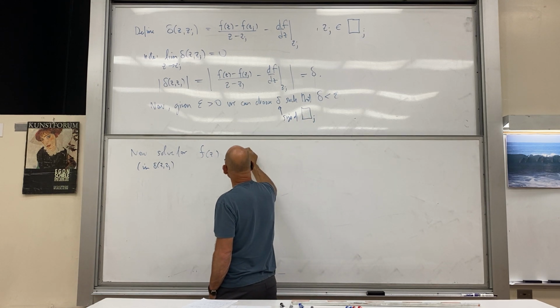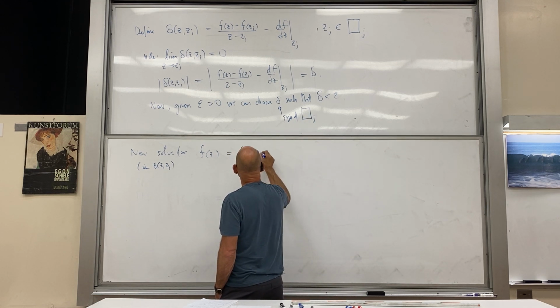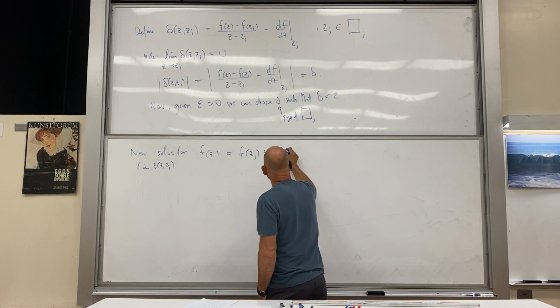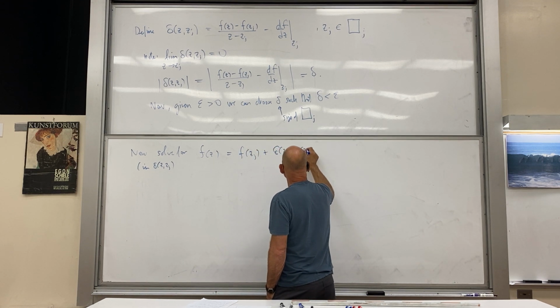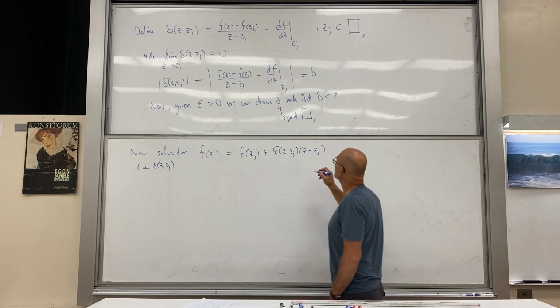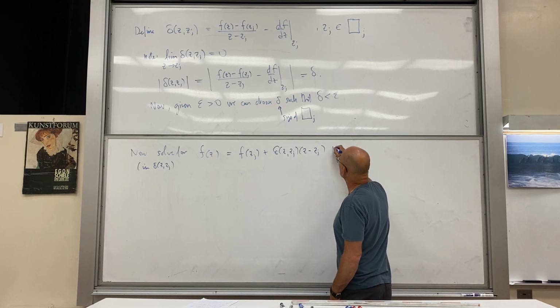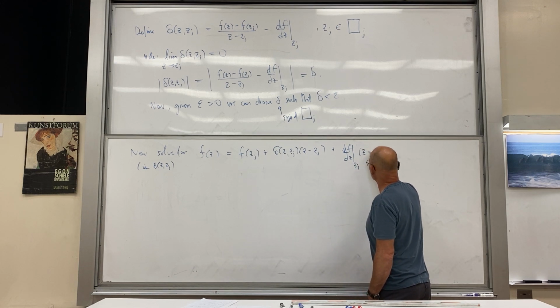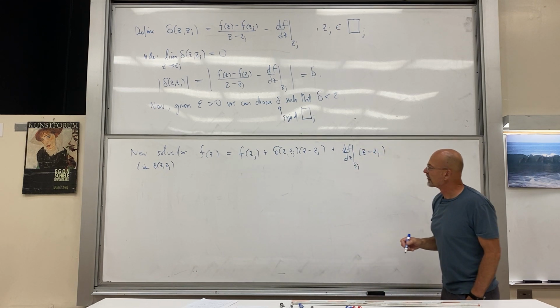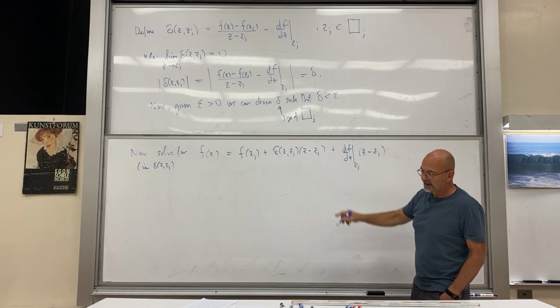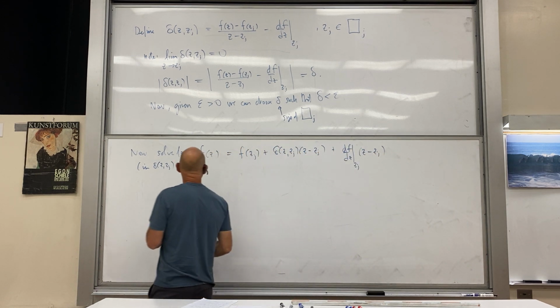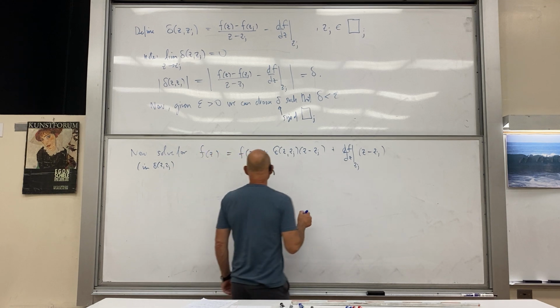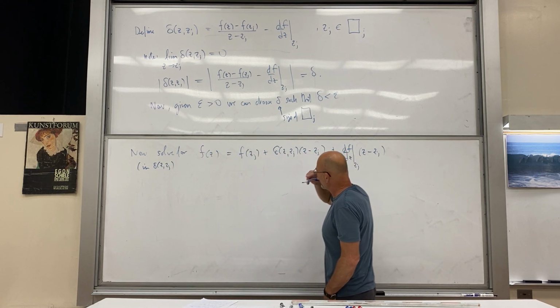We get f of z equals f of z sub j plus delta of z sub j, z minus z sub j, plus df dz evaluated at z sub j times z minus z sub j. And so this is what we're going to integrate. We've got the f of z, and before I integrate anything, let's just notice what we have here.